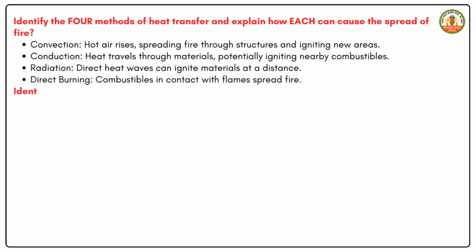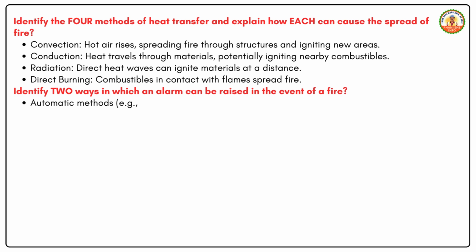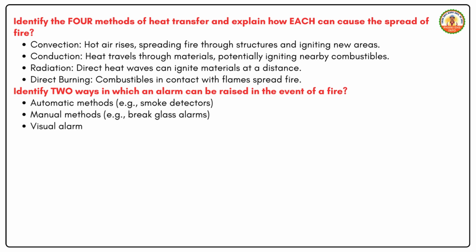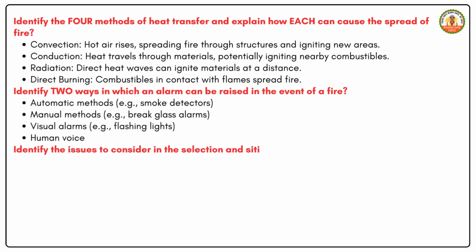Identify two ways in which an alarm can be raised in the event of a fire. Automatic methods, for example, smoke detectors. Manual methods, for example, break glass alarms. Visual alarms, for example, flashing lights. Human voice.